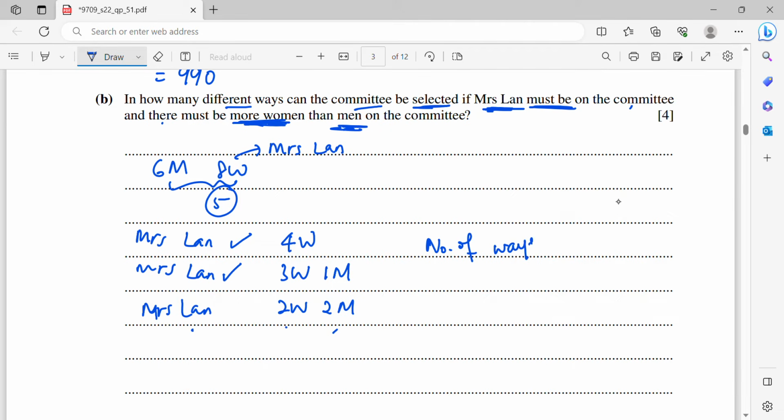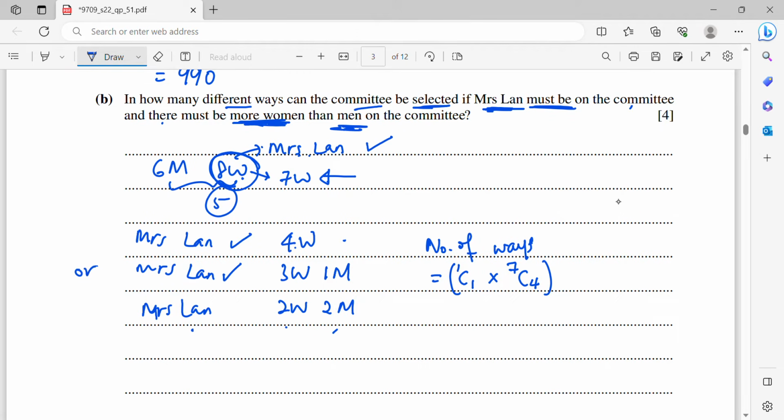ways equals to, okay, Mrs. Lan is selected, so 1C1. And I need 4 women. So at first we have 8 women. This 8 women inclusive Mrs. Lan. So if you exclude Mrs. Lan, it basically consists of Mrs. Lan and another 7 women. Okay, so it means Mrs. Lan is selected. Then I have to choose the remaining from the 7 women. So it will be 7, choose 4 for the first condition.